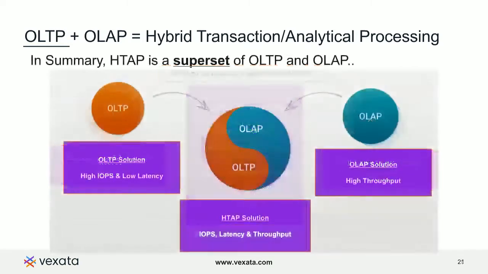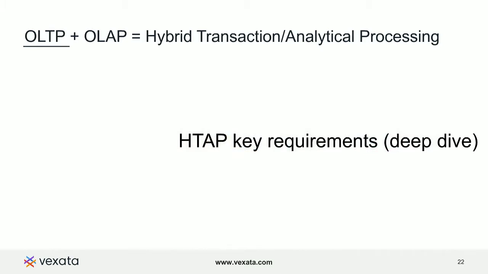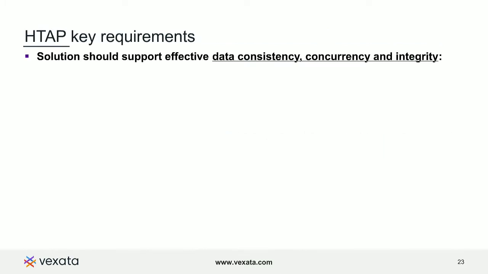IO and IO mix. So in summary, HTAP is a superset of OLTP and OLAP. To summarize again, OLTP requires high IOPS and low latency, and OLAP requires high throughput, and HTAP requires all three: IOPS, latency, and throughput. So let's deep dive into HTAP key requirements.